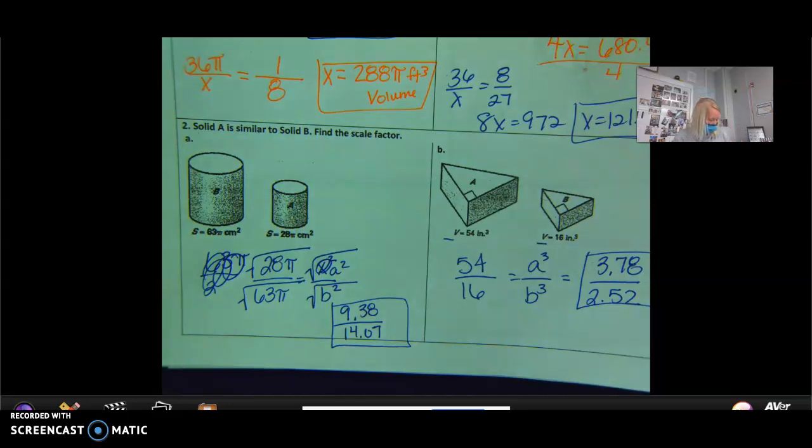Homework for this section will be pages 13 and 14 in your supplemental packet. And the homework for the previous section was pages 11 and 12 in your supplemental packet.